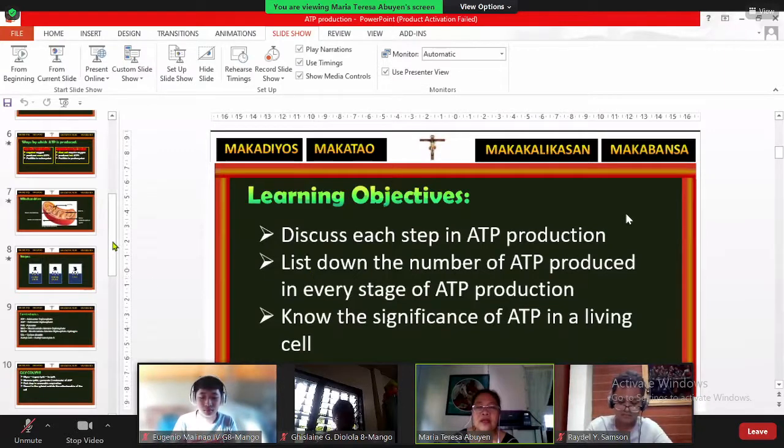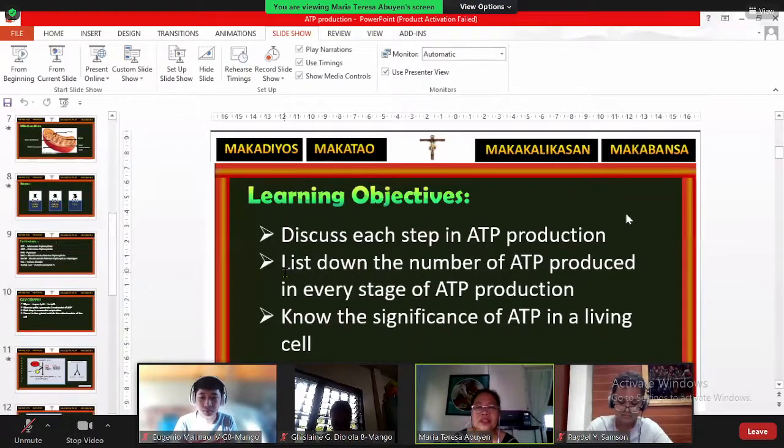If oxygen is not yet available in the cell, glycolysis will proceed to fermentation. And there are two types of fermentation: alcoholic fermentation, which happens in plants, and lactic acid fermentation, which occurs in animal cells. Animals. Okay.